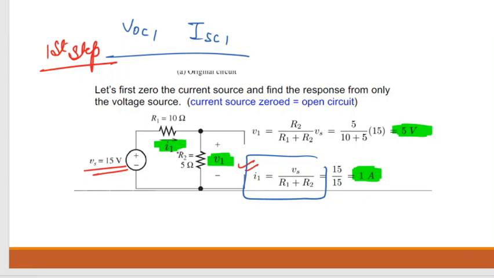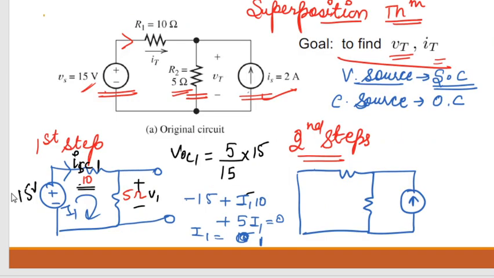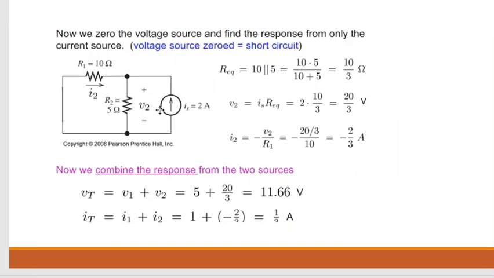See, for V1 you can apply voltage division rule, and for I1 you can use simply Ohm's law. V by total resistance. Okay, you have taken only 10 ohm, you include 5 ohm also. 10 plus 5. Clear? Now in the next step, the second step, we need to take the current source. Yeah, the current source. So now we have taken the current source.